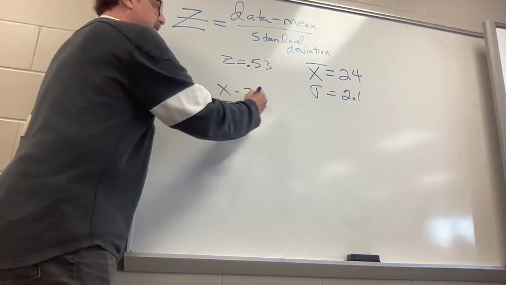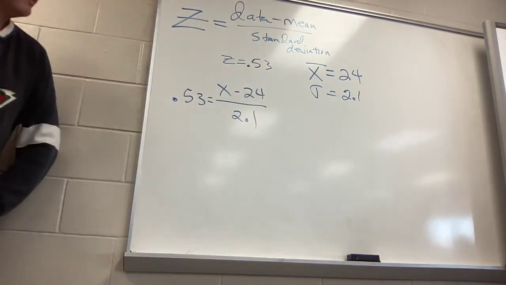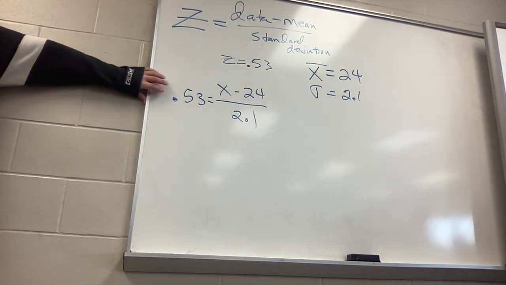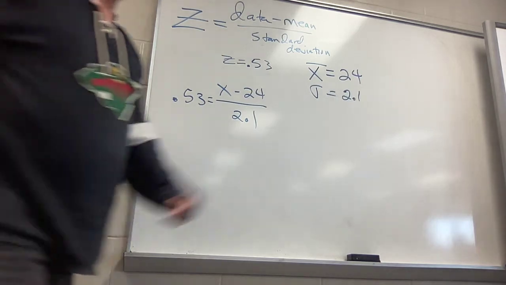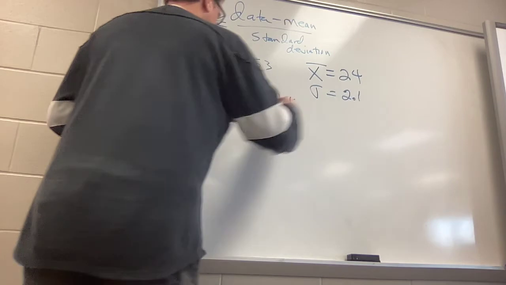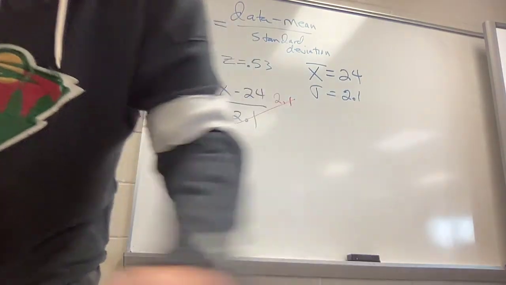The mean is 24. Your standard deviation is 2.1. All of a sudden, forget about Z-scores, percentiles. Think to yourself, golly jeepers, I'm back in Algebra 1. Take both sides times 2.1. Both sides times 2.1. And that clears off the fractions. Use all your decimals as you go.